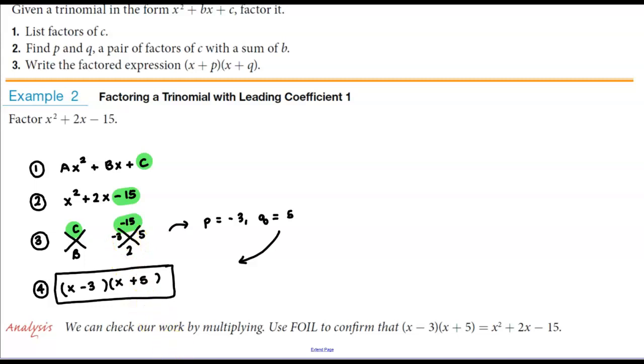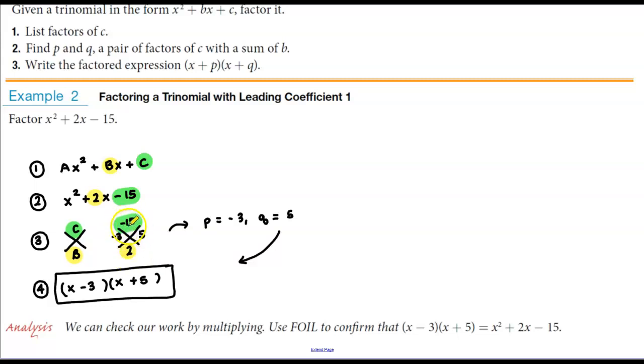And then we're going to figure out what the value of b is. Well, the value of b is 2, so we're going to put that here. And then over here, we need to come up with two numbers that, when we multiply them together, give us negative 15, and when we add them together, give us a positive 2.